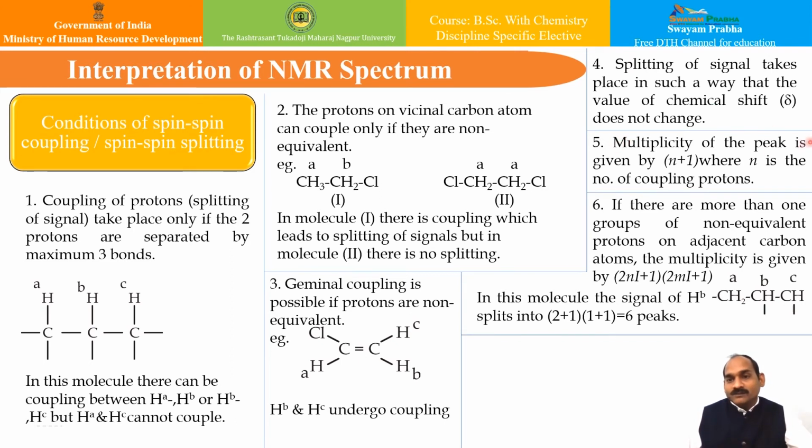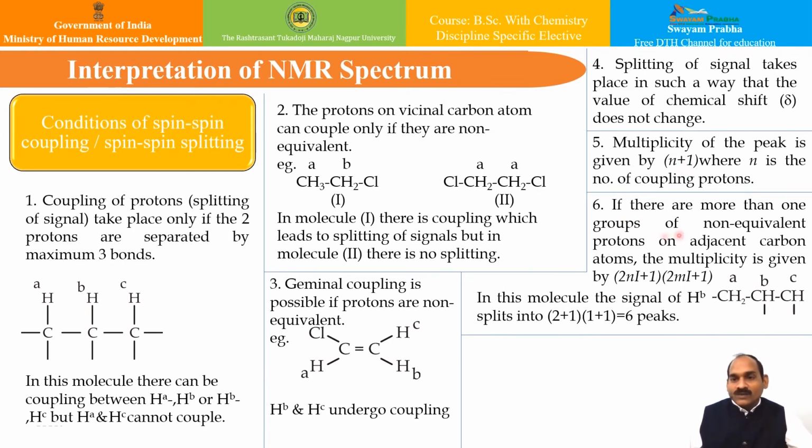Likewise, the multiplicity of the peak is always given by n plus 1, where n is the number of coupling protons. Like if you have one proton, you will have a doublet. If you have two protons, you will have a triplet. If you have three protons, it will be a quartet. If you have four protons, you will have a quintet. Likewise, it will go on.